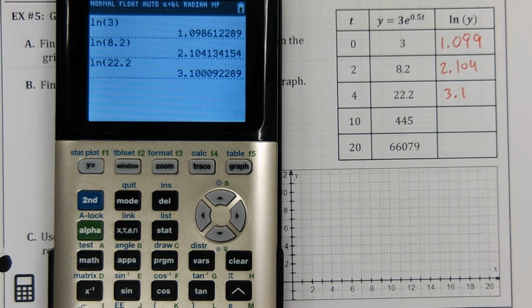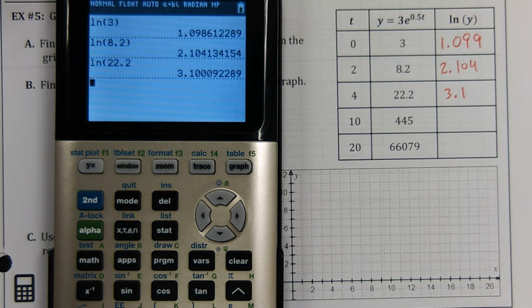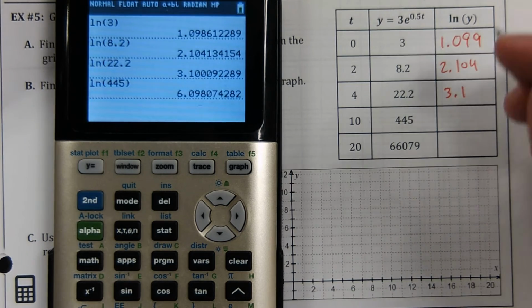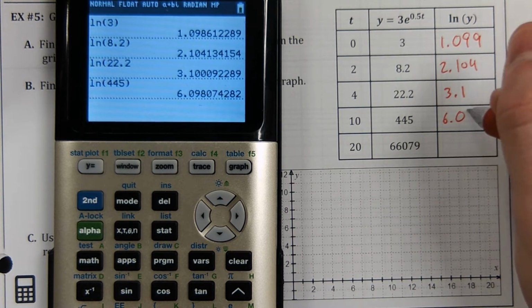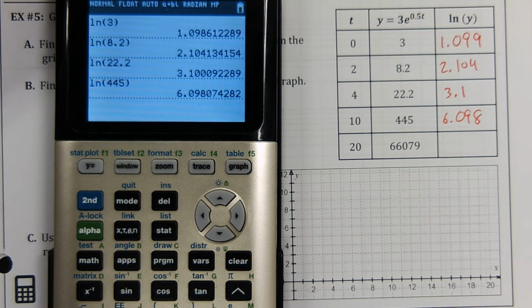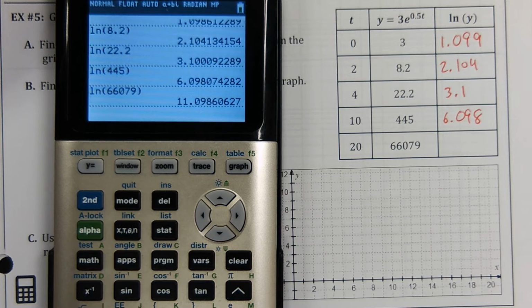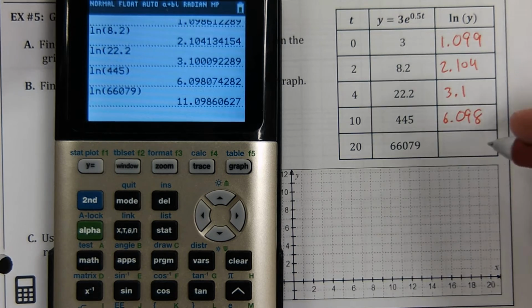Natural log of 22.2 is around 3.1. Natural log of 445, about 6.098. And lastly, the natural log of 66079, about 11.099.